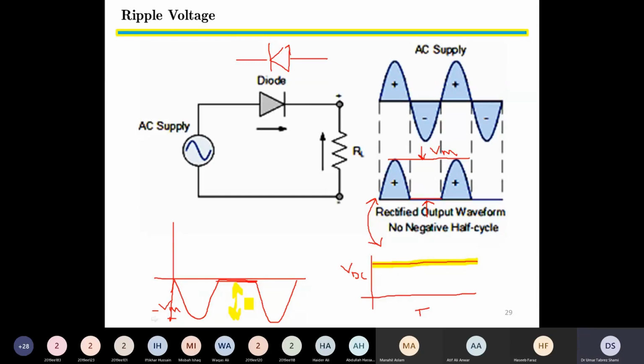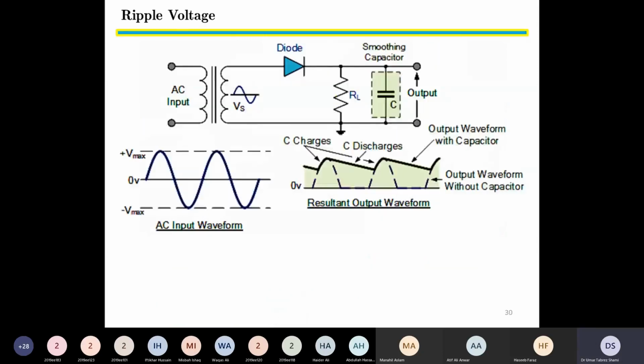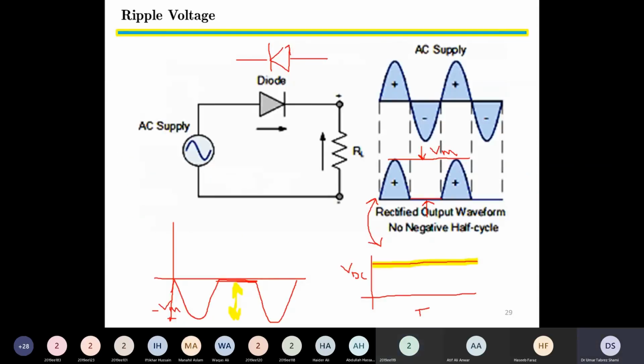Now let us come to the performance of our... Sir, kindly tell me, what is ripple voltage? Yes. So ripple voltage is the maximum to minimum voltage available at the output. Ripple voltage is the maximum output voltage minus the minimum output voltage. Ripple voltage is the difference between maximum output voltage and minimum output voltage.